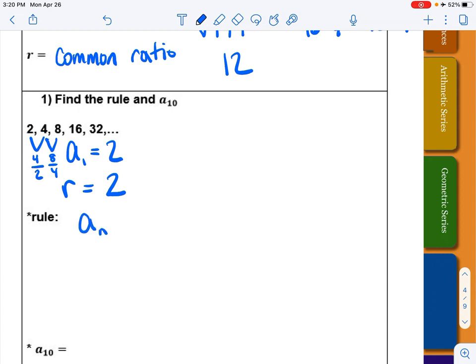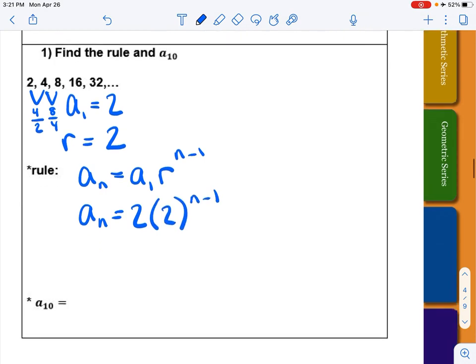Then we have our rule. We start with our geometric nth term equation. A sub n equals a sub 1 times r to the n minus 1 power. And I go ahead and plug in my a sub 1 and my r. And this is my rule. I'm actually done. I've solved for my rule already.